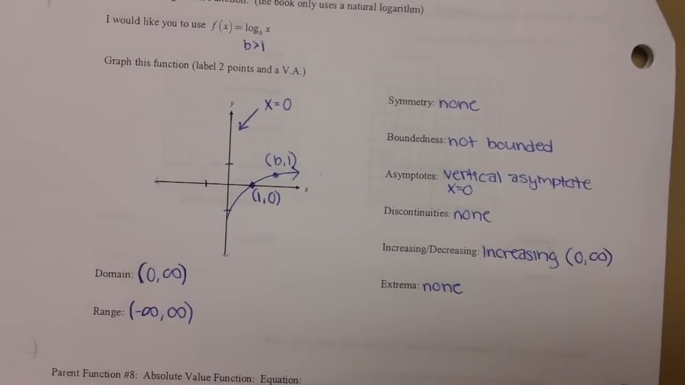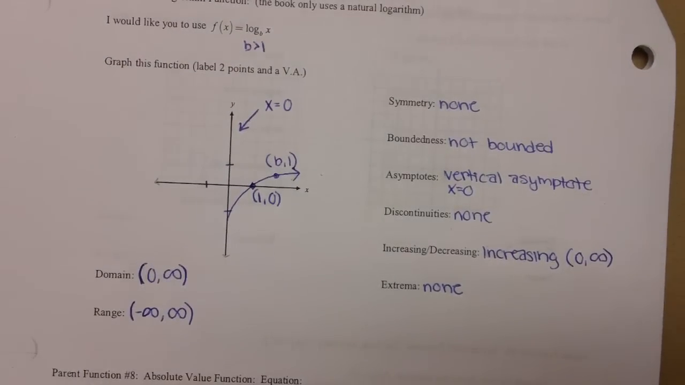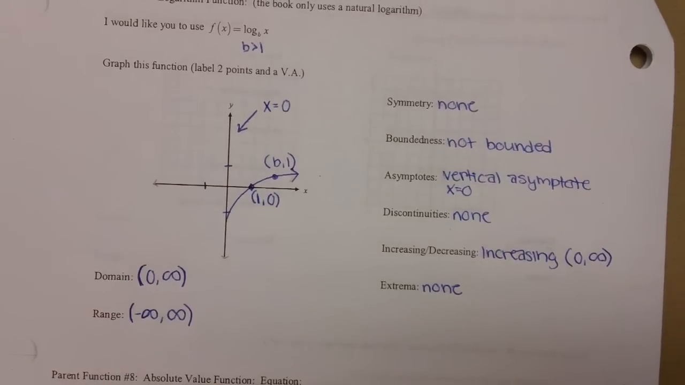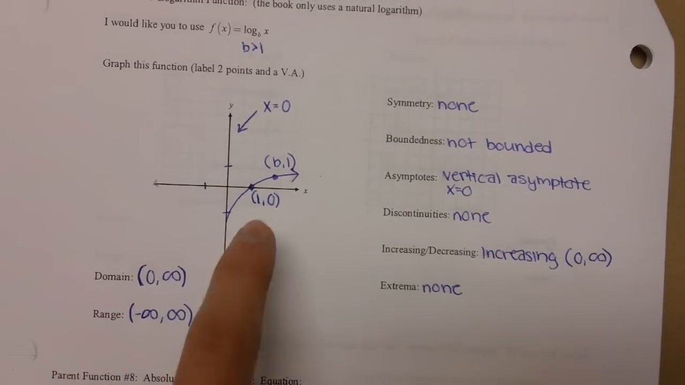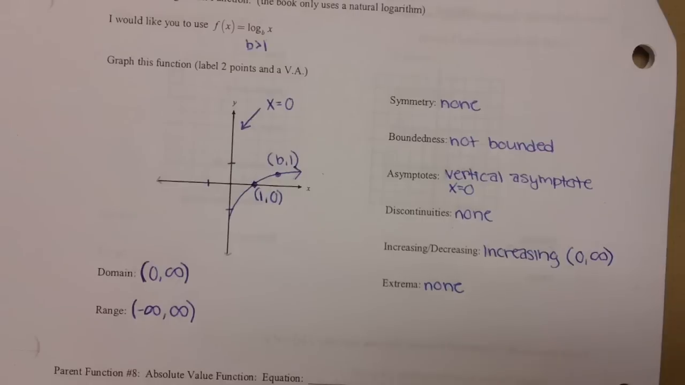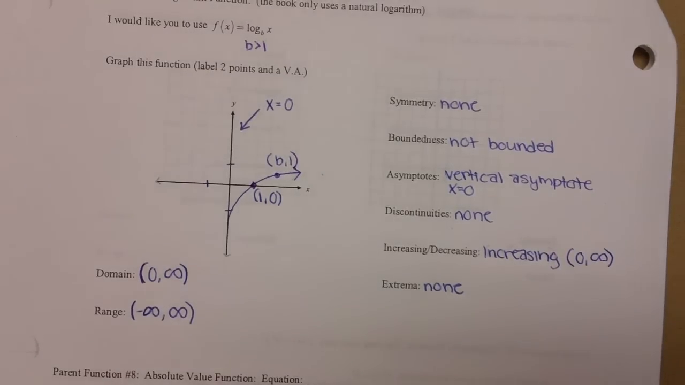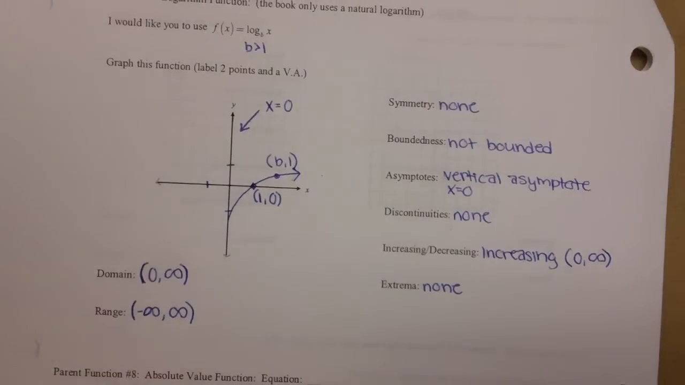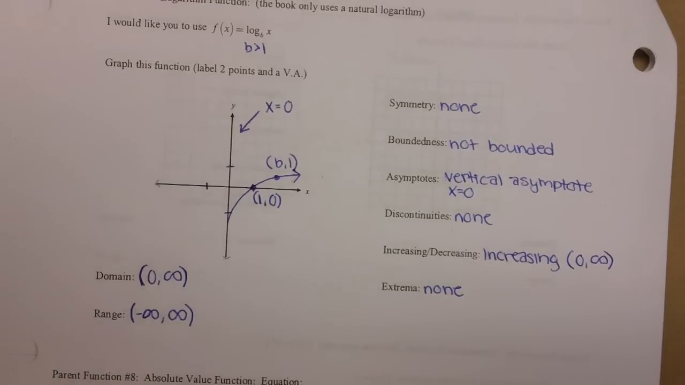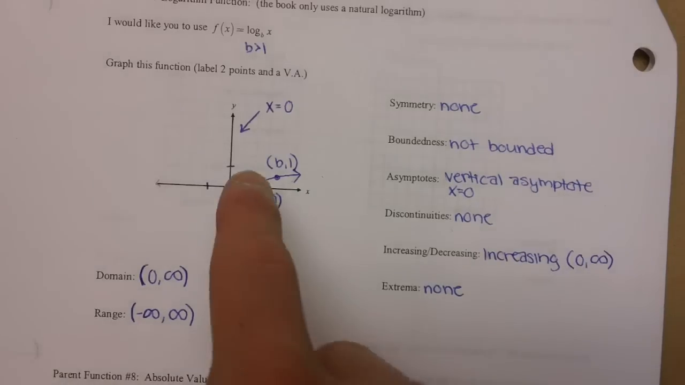This is the graph of the function f of x is equal to log base b of x, where b is greater than 1. Two points on the graph are (1, 0) and (b, 1). There is no symmetry, and it is not bounded. There is no horizontal asymptote, but there is a vertical asymptote at x equals 0, so the function does not touch the y-axis.